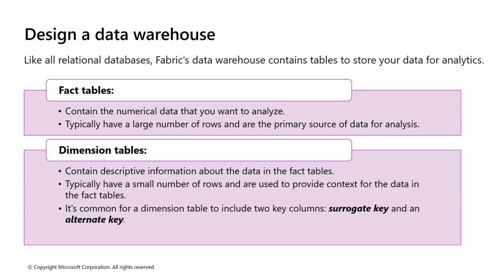Dimension tables, on the other hand, contain descriptive information about the data in the fact tables, such as product details, store locations, or customer demographics. Dimension tables typically have fewer rows compared to the fact table because they store categorical data.